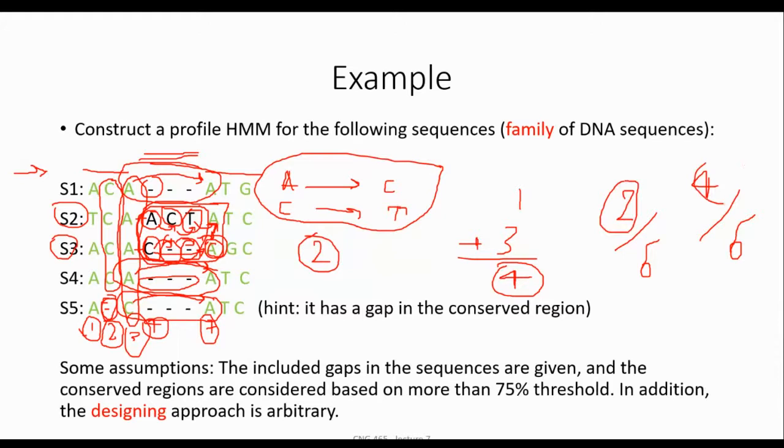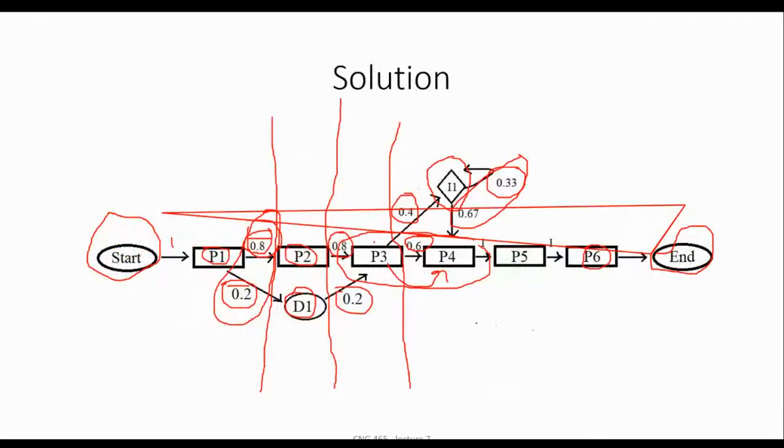So how did I calculate 2 and 4? You saw it wasn't easy, but if you see it once, then for the next ones, for the next profiles, you will have practice and it will be easy for you. So 67% we have the case that from the insert state, I move on to the conserved region. And for 33% of cases, there is a loop. I go back to the inserted letter.